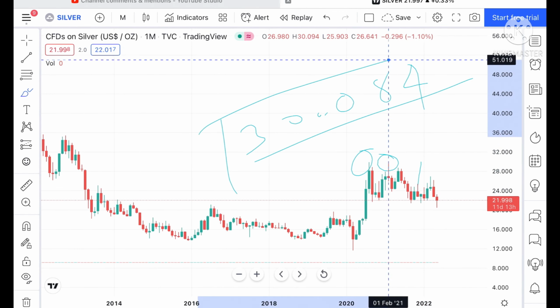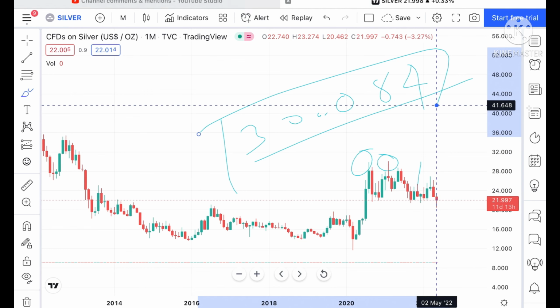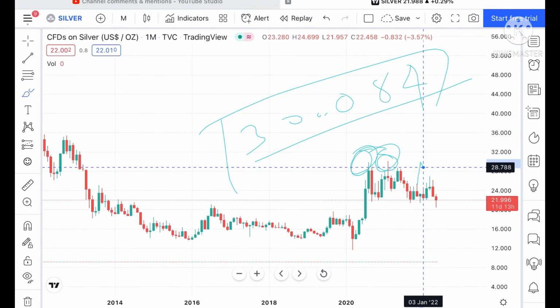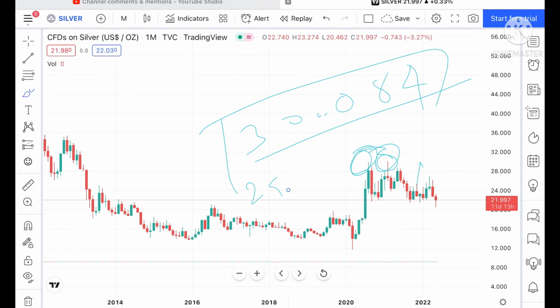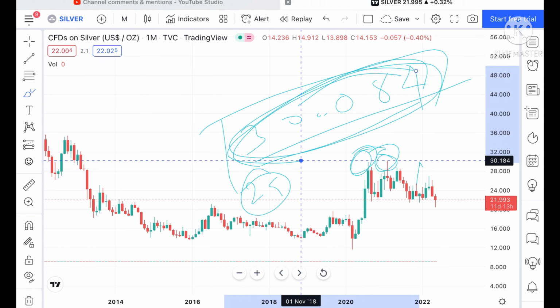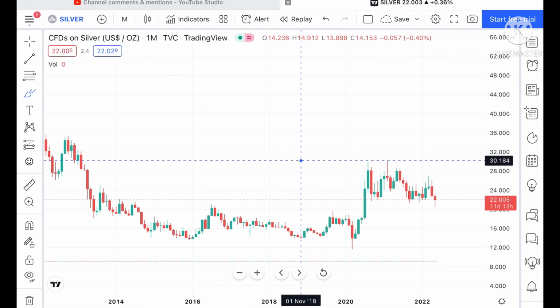So the probability is very high that if this price comes close to this level, that means silver comes close to around 29, then we can see a very high probability of moving downside from this resistance. Now it is currently trading at around 22.005.